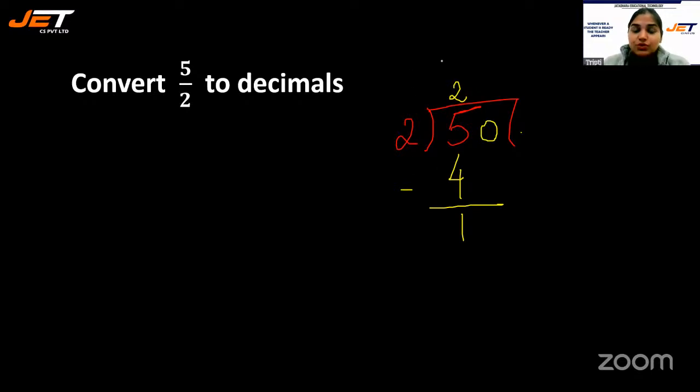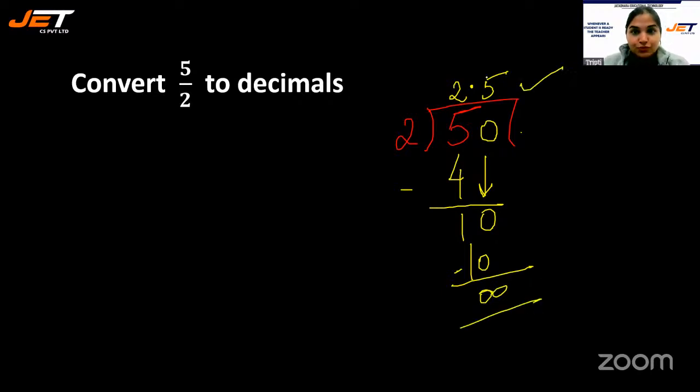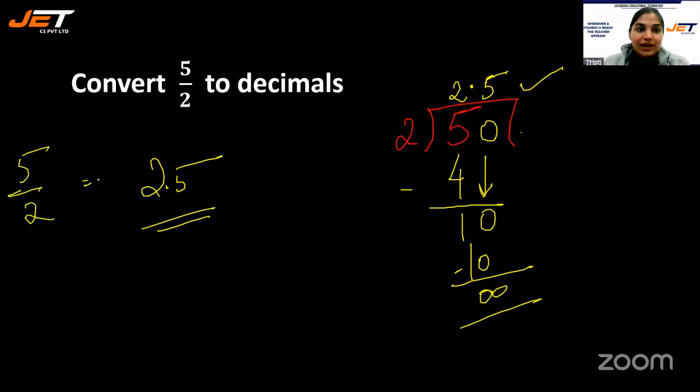Right, so 2 times 2 is 4, 1 here, bringing down 0, right? If I put an extra 0, I have to put a decimal here. 2 times 5 is 10. Subtract, 0. I want the remainder to be 0, but the answer should be in decimal because that's our question. So here 2.5 is the answer. That means 5 by 2 can be written as 2.5.